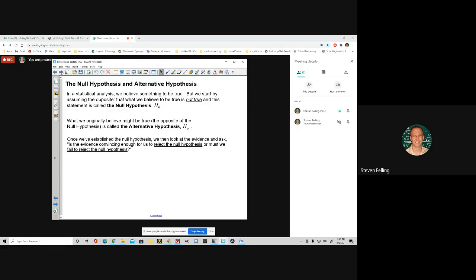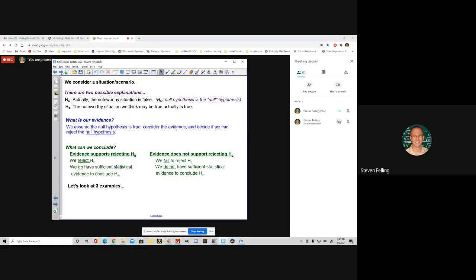And that seems kind of convoluted. Why would we go through this? The reason we do this convoluted kind of reasoning and logic is because of how difficult it is to prove something's true, but how easy it is to show that something's false. Okay, so let me give you some specific examples here.